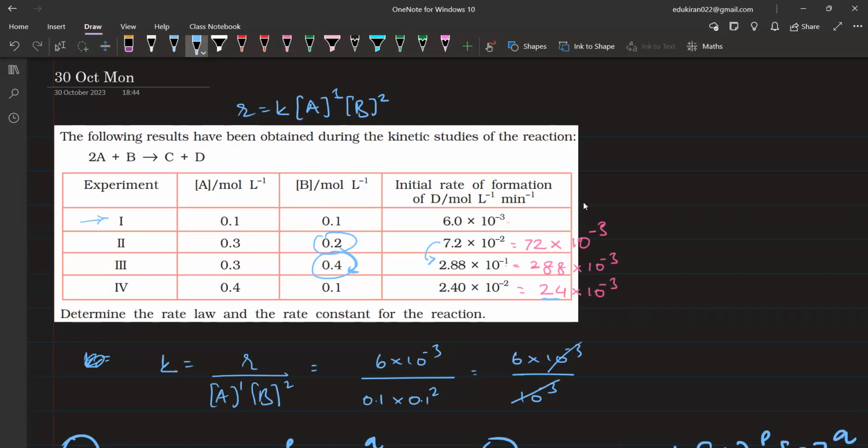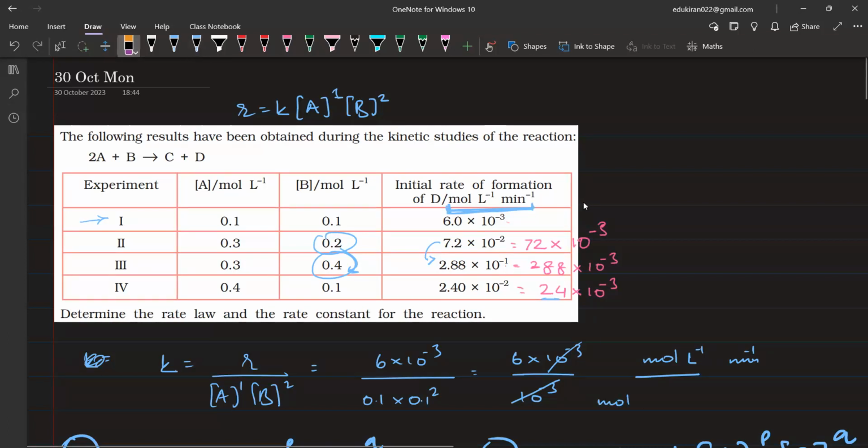So the unit of rate is what? Moles per liter per minute. Okay, moles per liter per minute. Look, we have moles per liter per minute. Now per minute will not be cancelled. What will the concentration terms be? Moles.